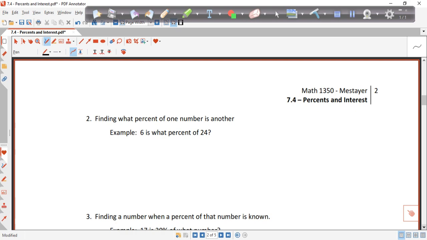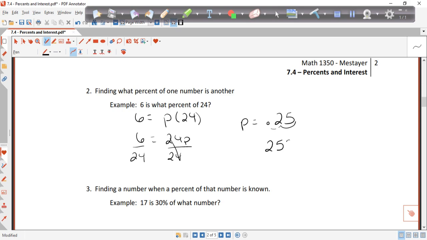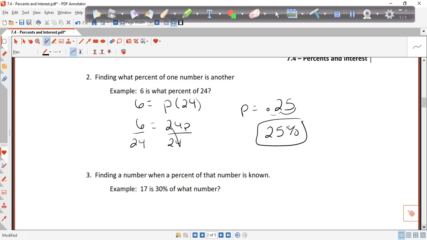Now we're going to find what percent one number is of another. So again, 6 is what percent. I usually use p, and that reminds me to change it to a percent later. Of means multiply 24. Normally we would write p times 24 as 24p. So I'll divide by 24, and p is going to be 0.25. And because it's p, that reminds me I need to move the decimal 2 to the right to get 25%.